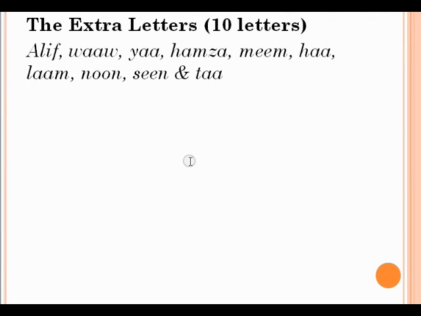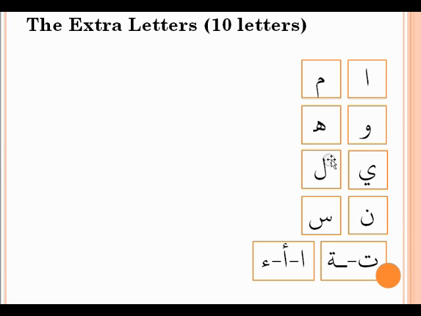So let's take a look at the extra letters that can be injected into roots to create new nouns. They're 10 letters: alif, waw, ya, hamza, mim, ha, lam, noon, sin, and ta. Let's take a look at them again in Arabic.